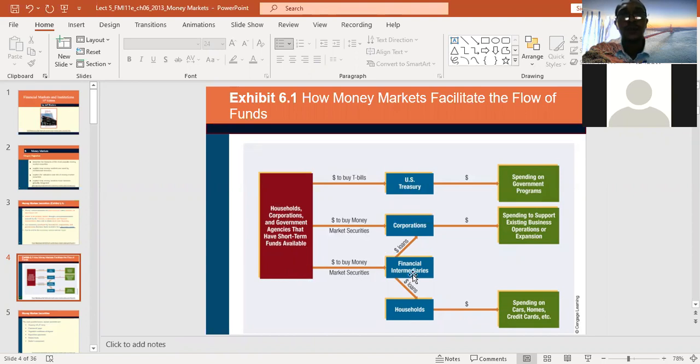It is also possible for the financial intermediary to loan to corporations. Sometimes those who want to invest their money don't go direct. They can also go through a financial intermediary. So the financial intermediary will give the loan to the corporations. Or sometimes the households don't want to go direct, so they can also go through the financial intermediary. So the financial intermediary will also give the loan to households. Then the households will use the money for their own spending, buying of houses, buying of cars. So this is how the money flows from those who have excess money to those who are in need of money for investment and capital project purposes.